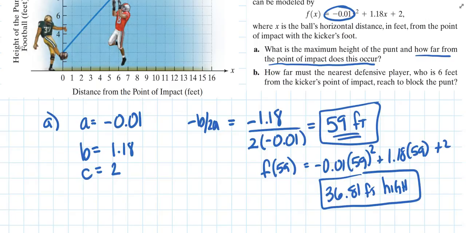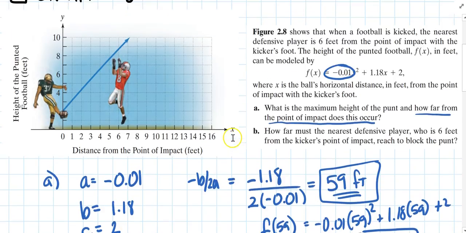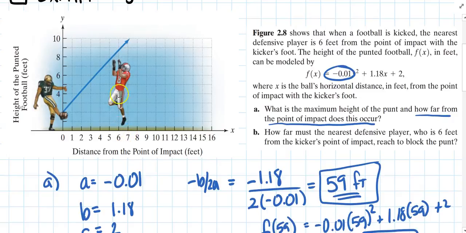Okay, so for part B, it's asking you how far must the nearest defensive player, who is 6 feet tall, from the kicker's point of impact, reach in order to block the punt. So in this picture here, basically, they want to know how high is this point right here. My guess is it's more than 8 feet, but smaller than 9 feet. So it's 6 feet away, right? How far does this guy have to jump in order to block this football? That's what we want to know.